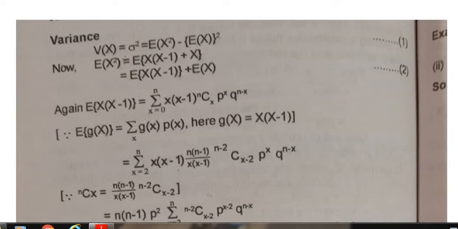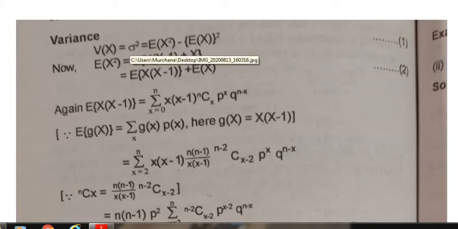Now we are going to discuss the variance of the binomial distribution. In our previous class, we discussed the expectation of the binomial distribution. As we know, the binomial distribution is a discrete probability distribution, and for a discrete probability distribution, variance can be defined in this way: variance of X equals expectation of X square minus expectation of X whole square. Therefore, to obtain the variance of the binomial distribution, we use this formula, and this can be marked as equation 1.